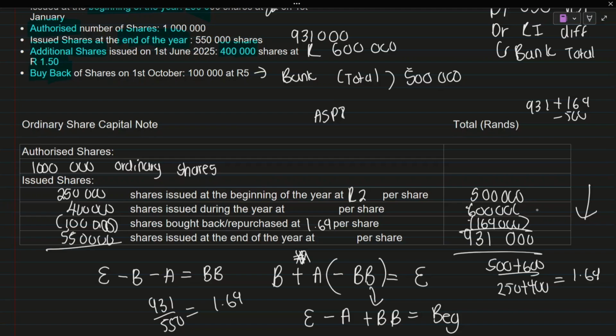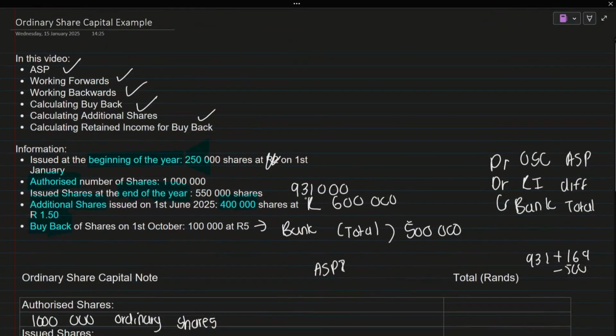Now, if you are not getting a good answer, after you do a couple exercises, you'll understand what a good answer is, what looks a little bit off. Try it out again. You probably just messed up the signs. And then you say 600,000 divided by 400,000, 1.5 per share. Okay, so in this video, we have looked at all the possible ways they can test ordinary share capital note. So we looked at the ASP, working forwards, working backwards, calculating buyback, calculating additional shares, calculating retained income.